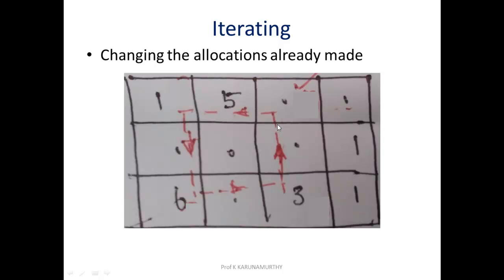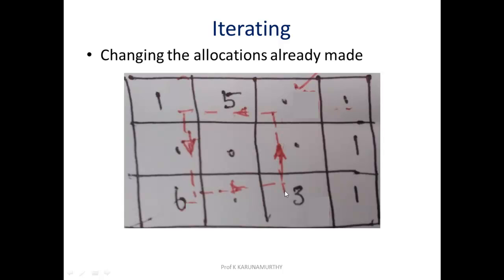So when you change the direction, it comes back to the original position. We started from here, went like this. Here this allocated cell, you can change the direction. This is an allocated cell, you can change the direction. This allocated cell, you can change the direction. It comes back. So this forms a loop. So this loop has to be made.